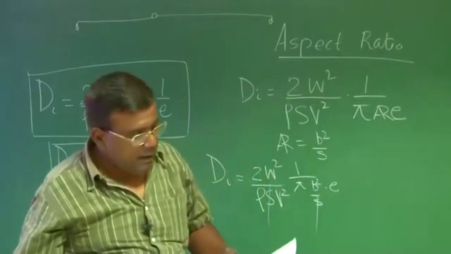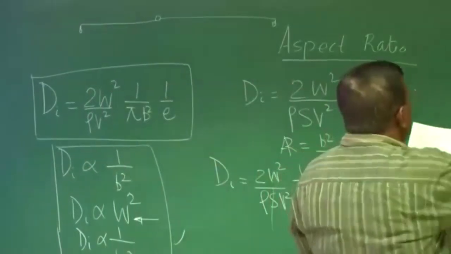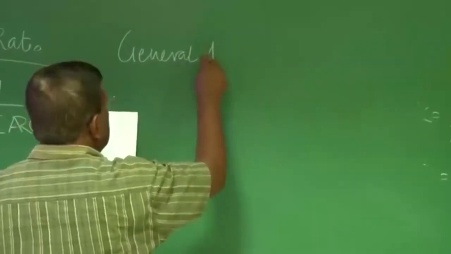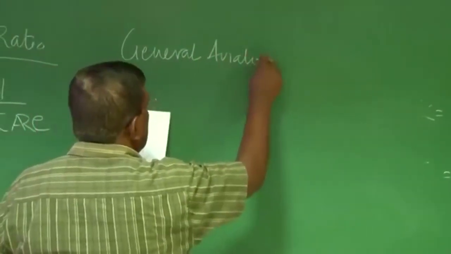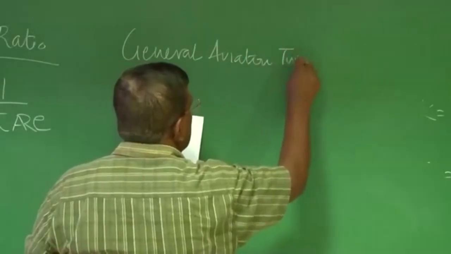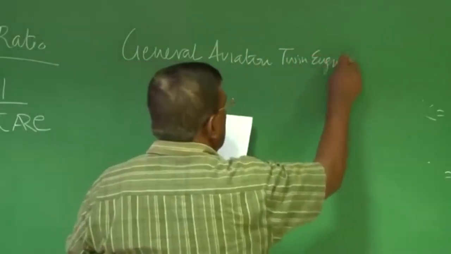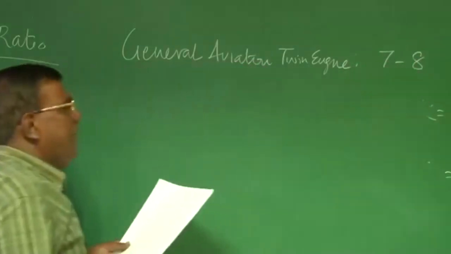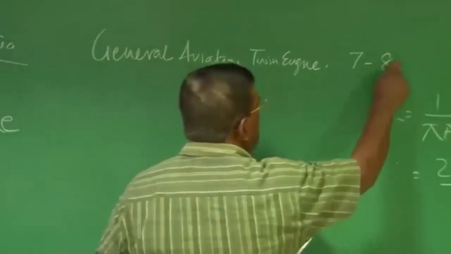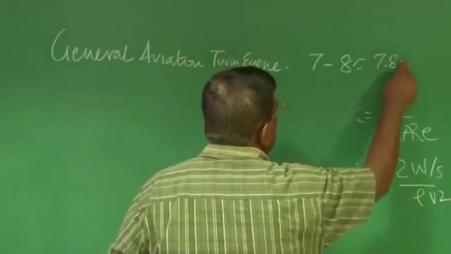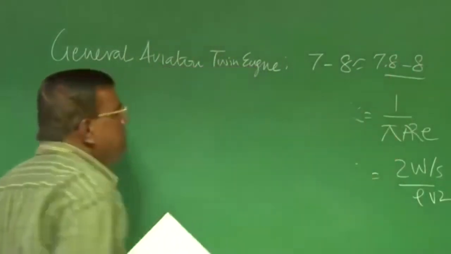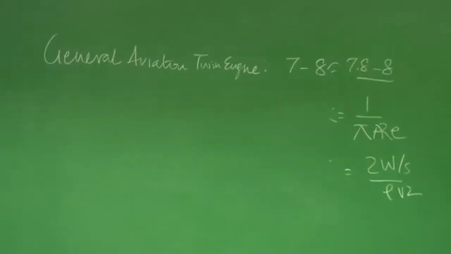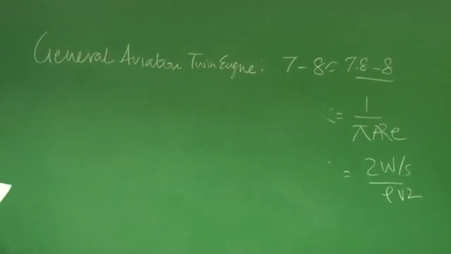The guideline number is, if you are talking about general aviation, let's say twin engine, aspect ratio around 7 to 8 is good. In fact, I will say a little higher, 7.8 to 8, this is the range, right? Single engine, a little less, but okay, same order to start with.